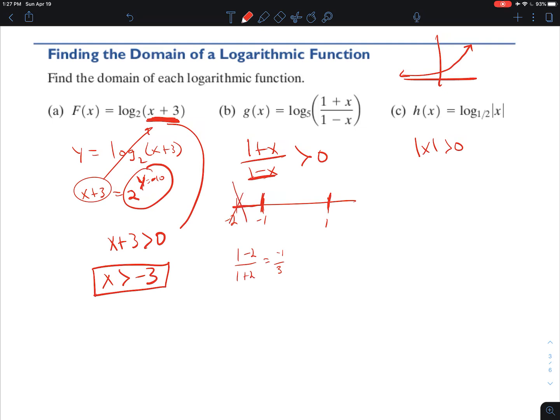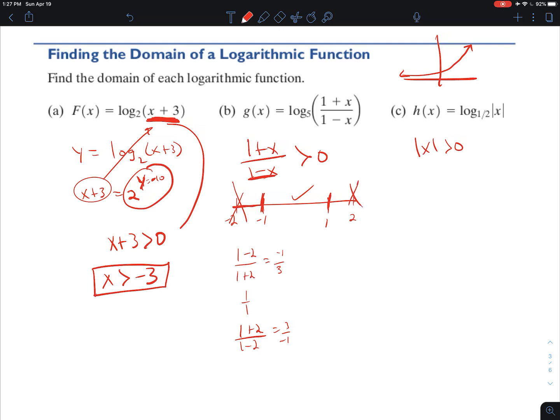No good there. If we tried 0, we know 0 worked because that ended up being 1 over 1, and that was greater than 0. So that worked out. And if I try 2, for example, make sure we're okay there. 1 plus 2 over 1 minus 2, which is 3 over negative 1. Ugh, so I've got a problem there.